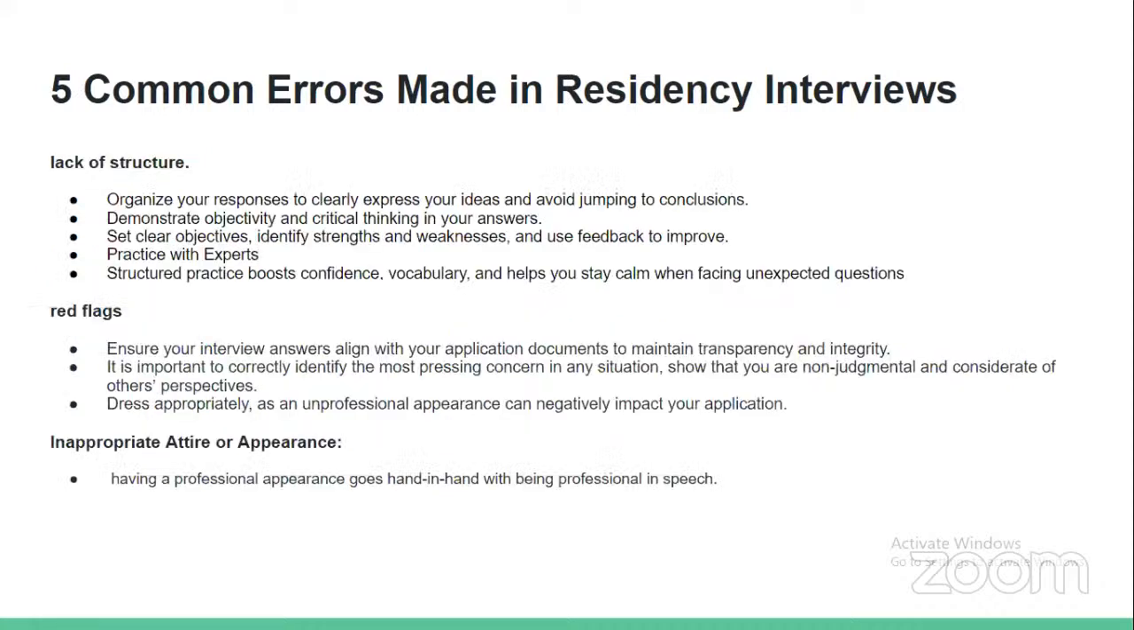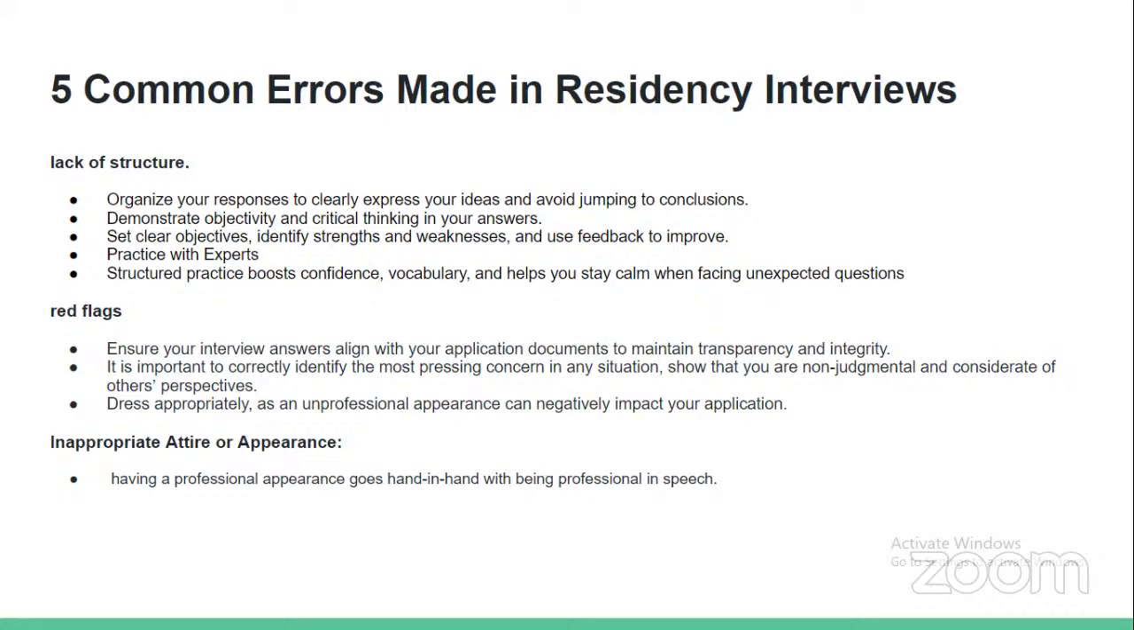The third one is lack of structure. You have to organize your responses to clearly express your ideas and avoid jumping to conclusions. Demonstrate objectivity and critical thinking in your answer, and set clear objectives. Identify strengths and weaknesses and use feedback to improve. Practice with experts, as I said. Structured practice boosts confidence, vocabulary, and helps you stay calm when facing unexpected questions.